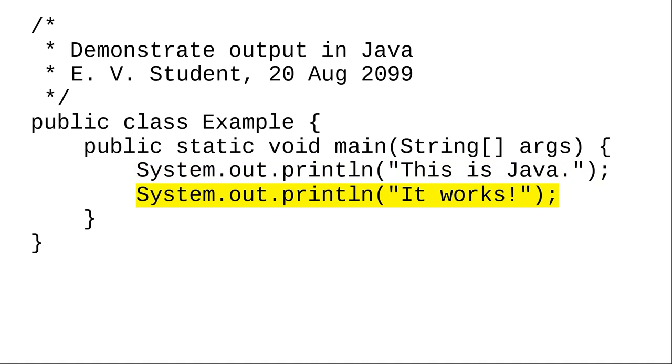The next line is another statement that prints another string. Again, it needs a semicolon at the end to say this is the end of the statement. These are the building blocks that you'll find in every Java program that you write in this course.